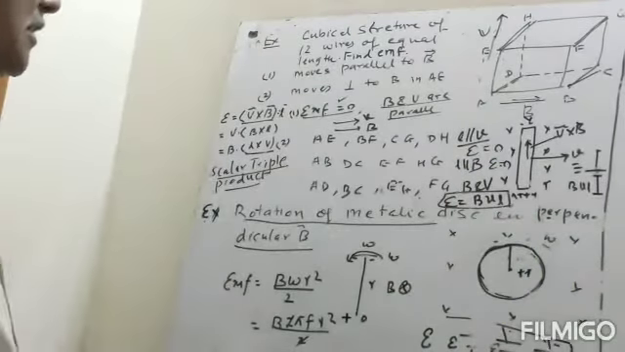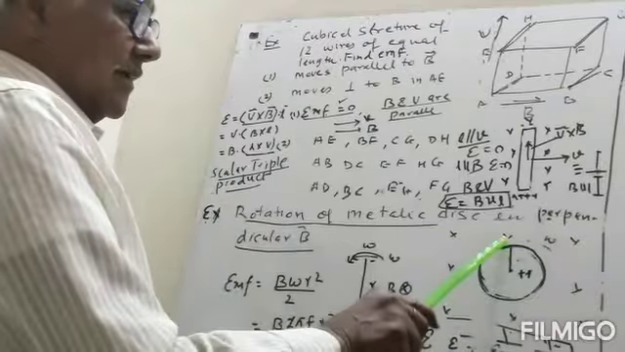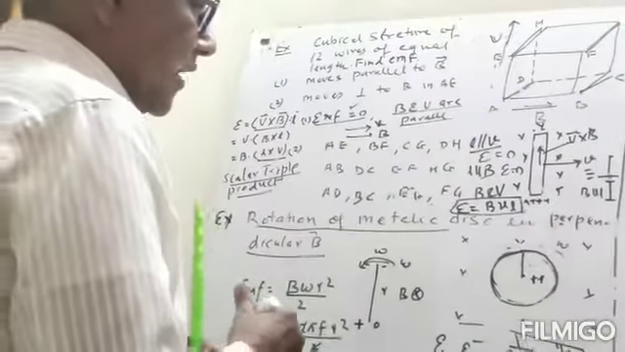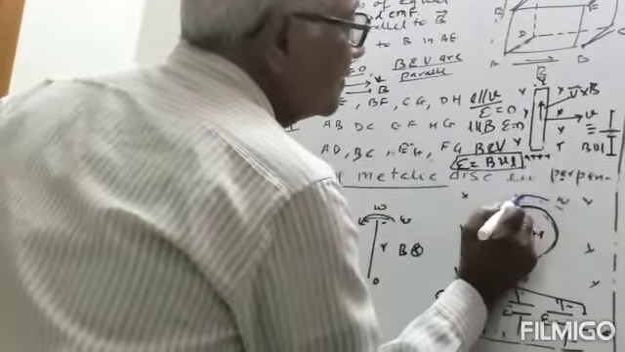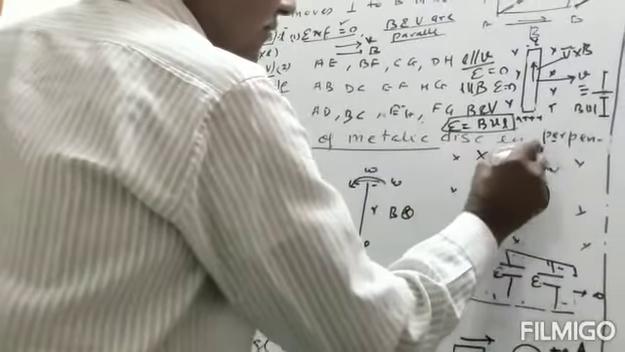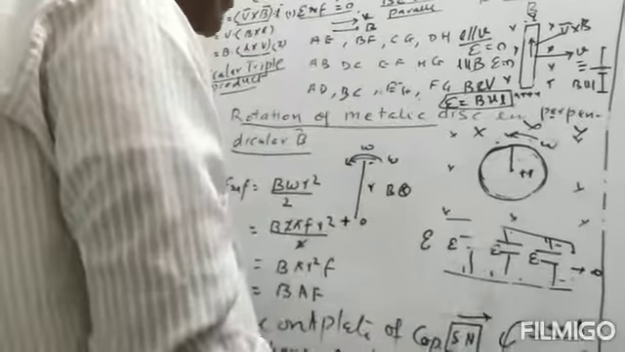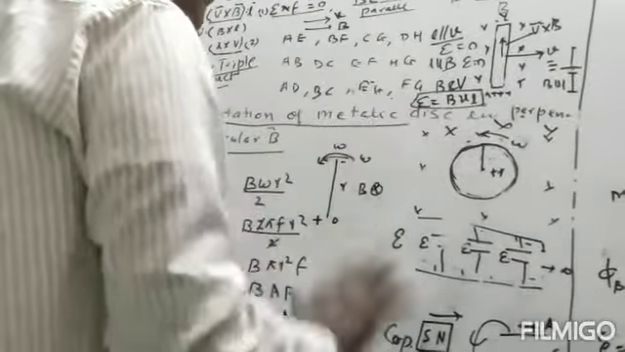Now the second exercise. Suppose we have a metallic disc, and the metallic disc is rotating with angular velocity omega. It is placed such that its plane is perpendicular to the magnetic field.